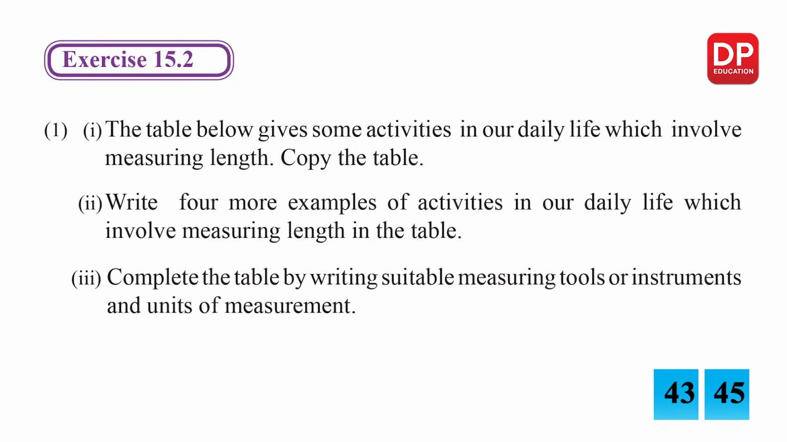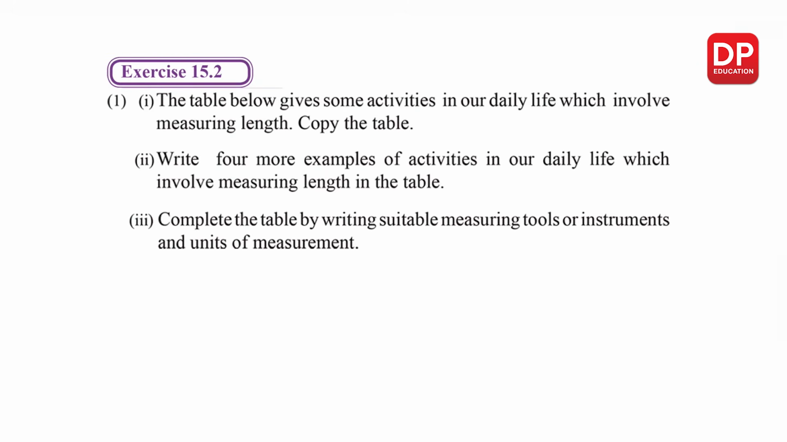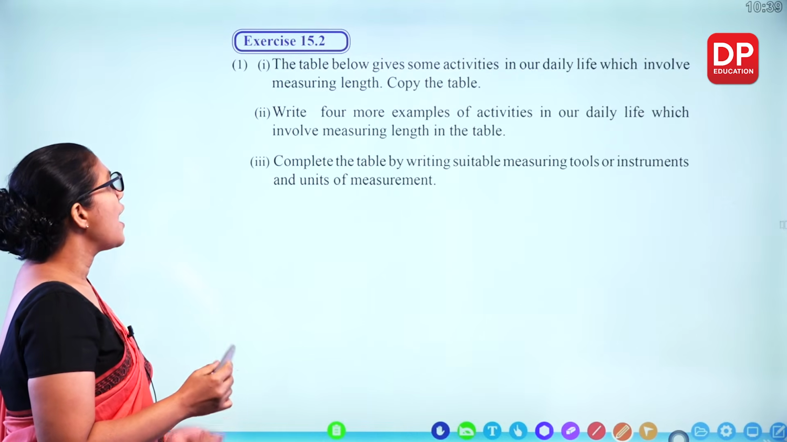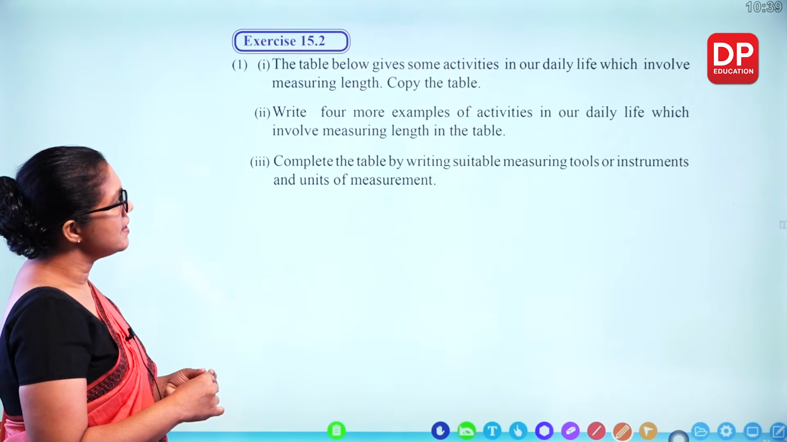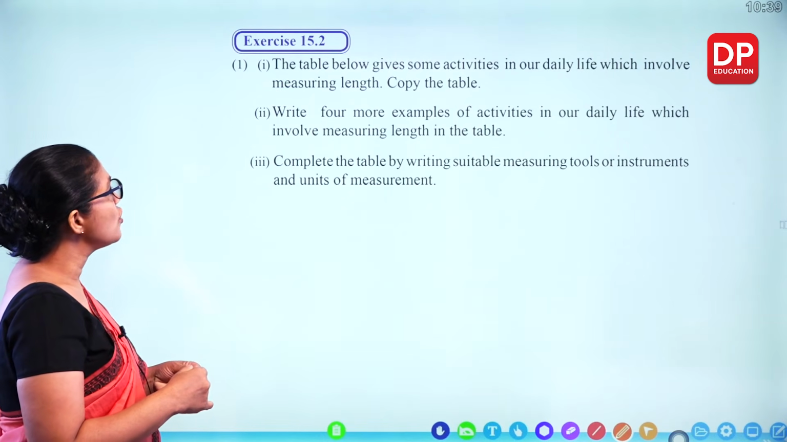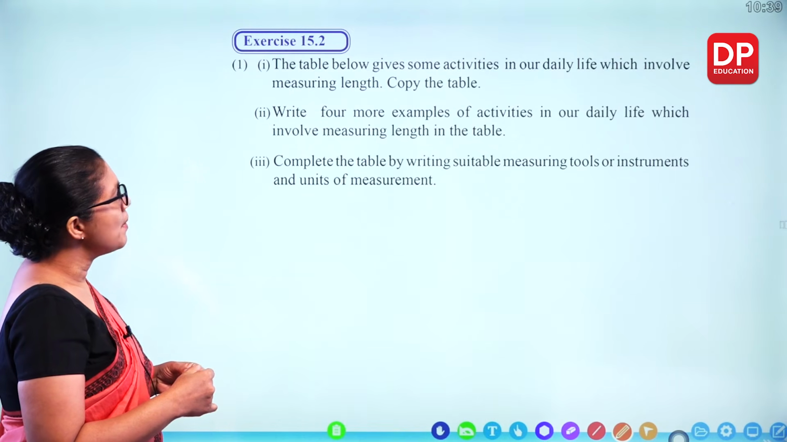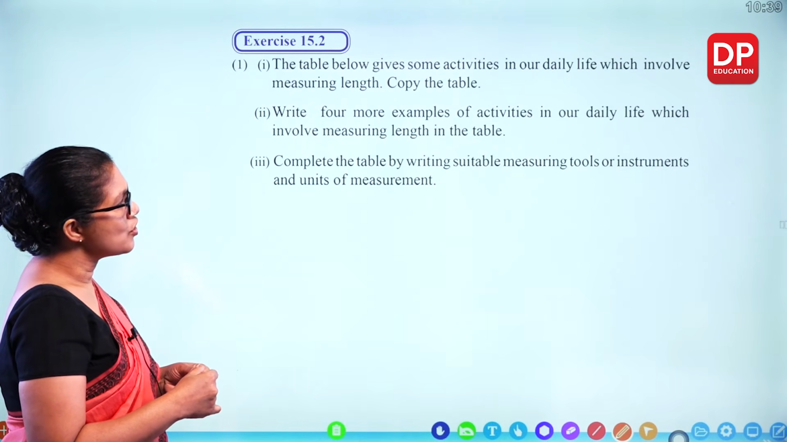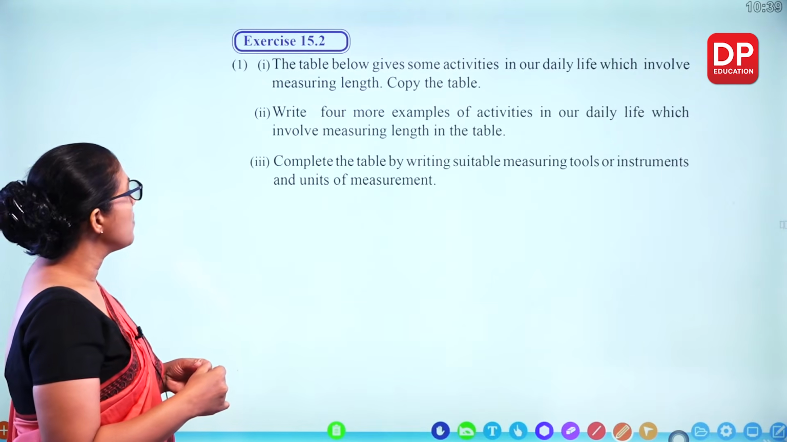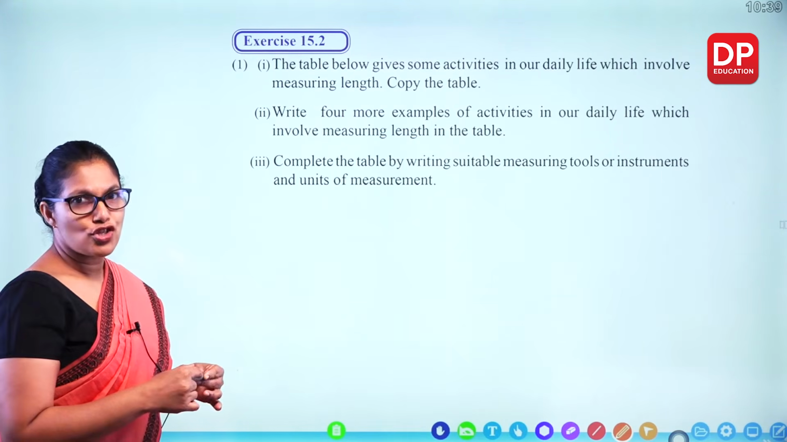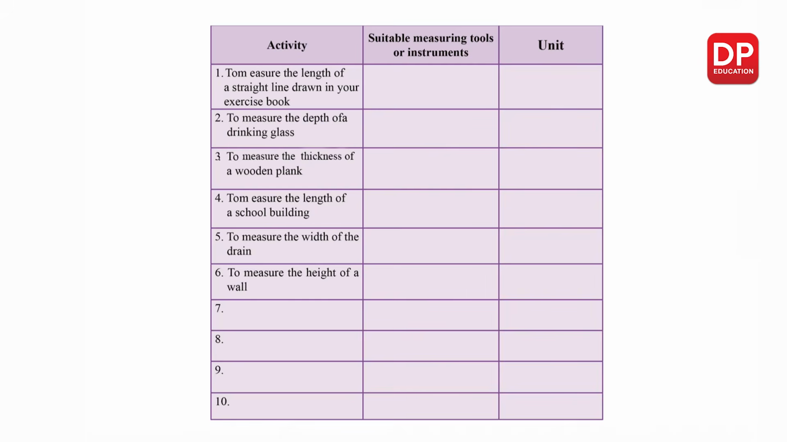Exercise 15.2. The table below gives some activities in our daily life which involve measuring length. Copy the table. Write 4 more examples of activities in our daily life which involve measuring length in the table. Complete the table by writing suitable measuring tools or instruments and units of measurement. So we'll see.